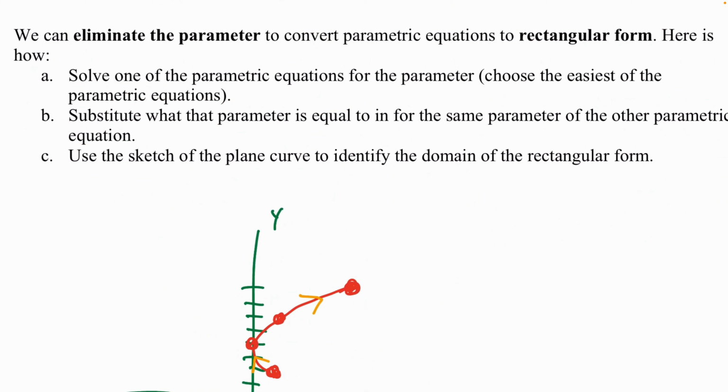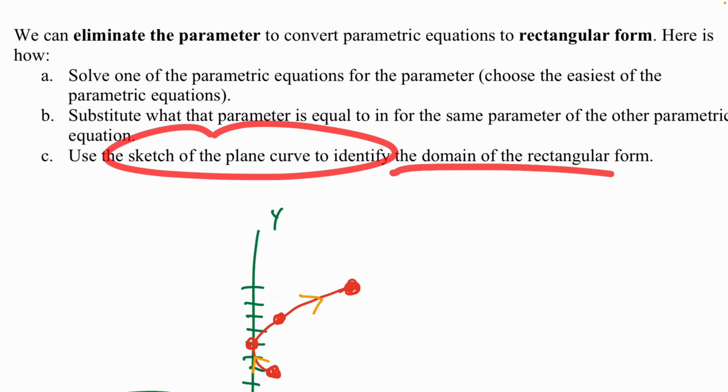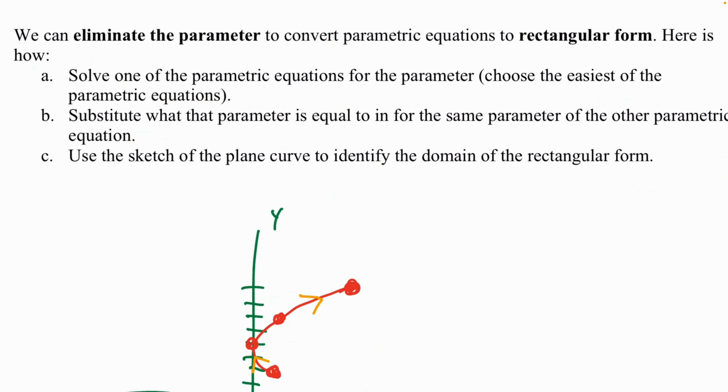And then use the sketch of the plane curve to identify any domain restrictions you have of the rectangular form. And you often have some domain restrictions because we had some time restrictions. And even if time wasn't a factor, there still might be some domain restrictions that crop up whenever you take a look at the final form.